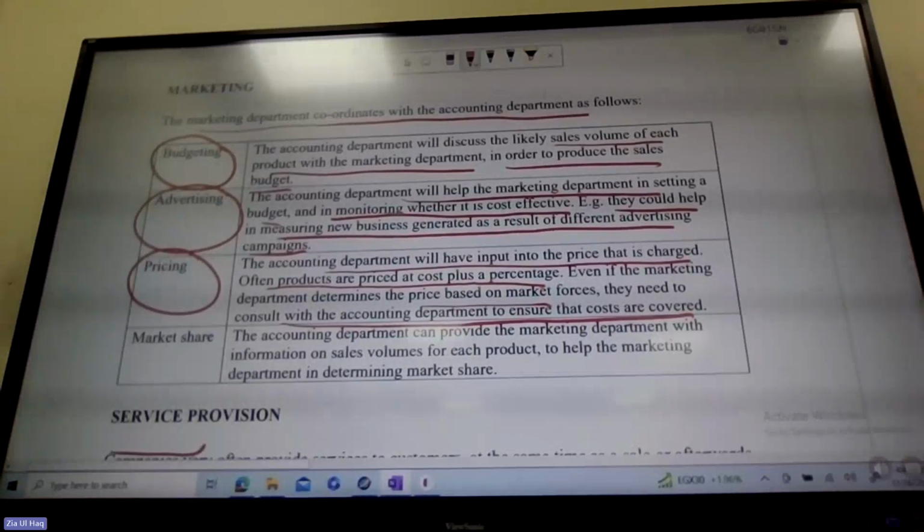Market share. What is market share? Number of customers.